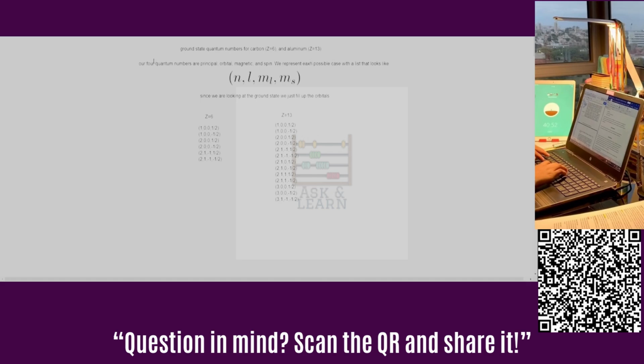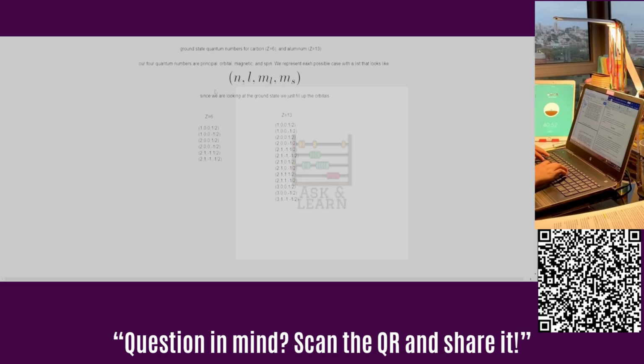Now, we have four quantum numbers to consider, which are the principal quantum number, which tells us what energy level the electron is on, that's labeled by n. The orbital quantum number, which tells us the angular momentum. The magnetic quantum number, which tells about the direction of this angular momentum, and the spin quantum number, which tells us whether the spin is oriented up or down. So we represent all the possible cases used by these four numbers ordered in this way, n, l, ml, ms.